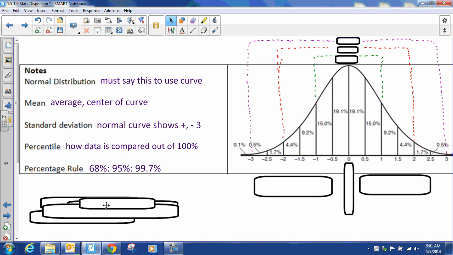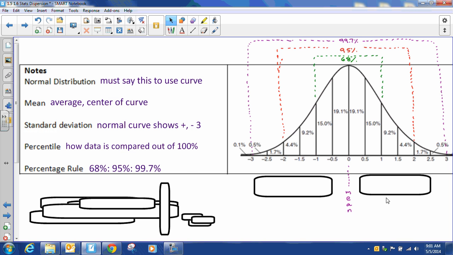And the percentage rule basically shows that 68% of all the data falls within 1 standard deviation of the mean. That means minus 1 to plus 1. 95% of the data is within minus 2 to plus 2 standard deviations of the mean. And 99.7% falls between minus 3 to plus 3 standard deviations above and below the mean.